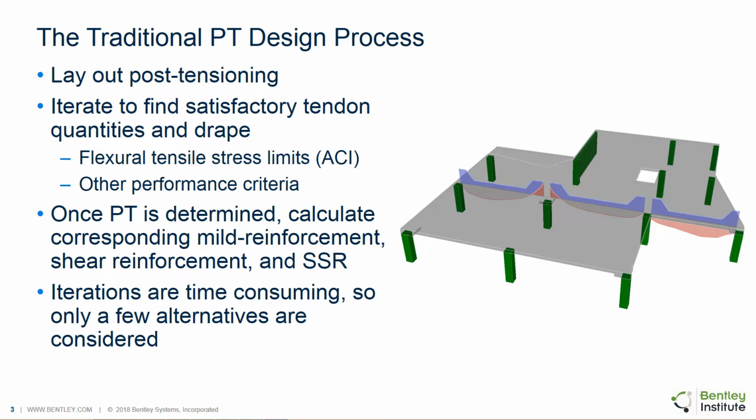Once the final post-tensioning layout that satisfies all the code criteria is determined, we would then calculate the corresponding mild reinforcement, any shear reinforcement that's required, in addition to studded shear reinforcement or stud rails. These iterations are very time-consuming, so generally only a few alternatives are considered just due to the time and cost involved in creating each alternative.